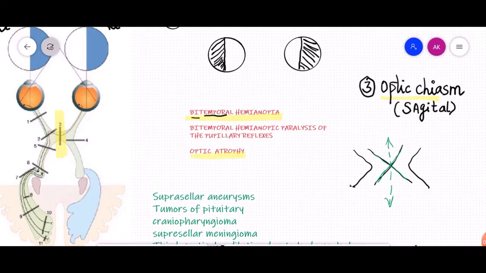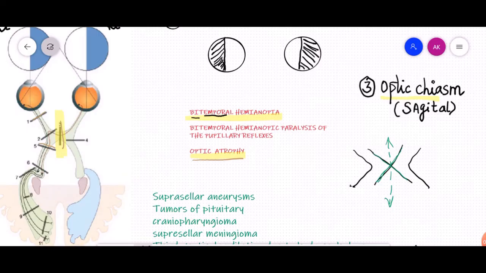Now let me tell you one more point: an optic nerve lesion, an optic chiasm lesion, an optic tract lesion, and sometimes a lateral geniculate body lesion can lead to optic atrophy. However, when the lesions are behind the lateral geniculate body, that means in the optic radiations and the visual cortex, usually optic atrophy is absent. So optic atrophy is present only in lesions in front of the lateral geniculate body. The same thing applies to the pupillary reflexes also.